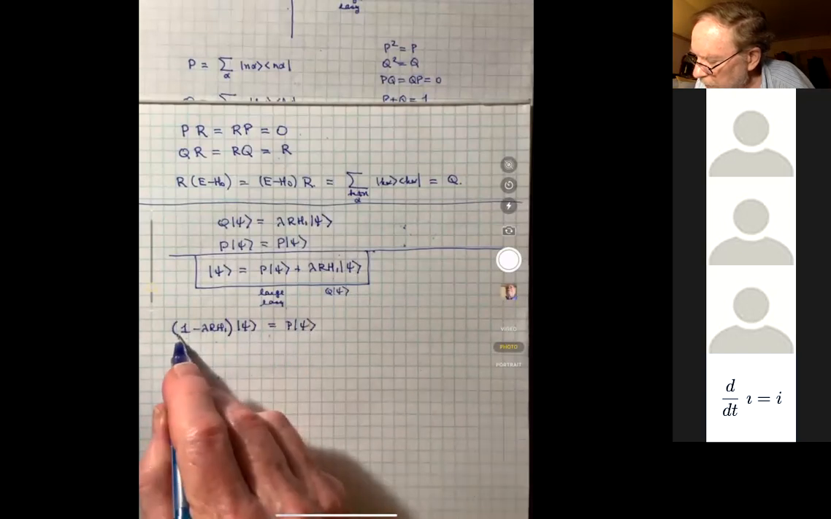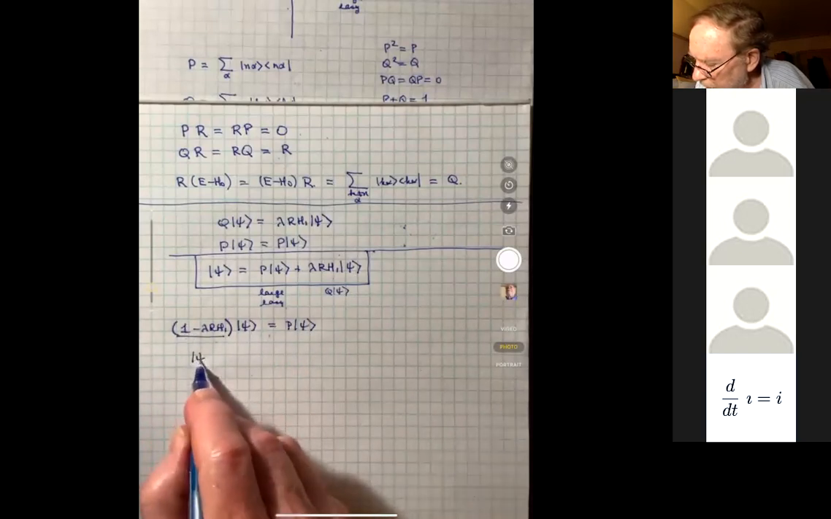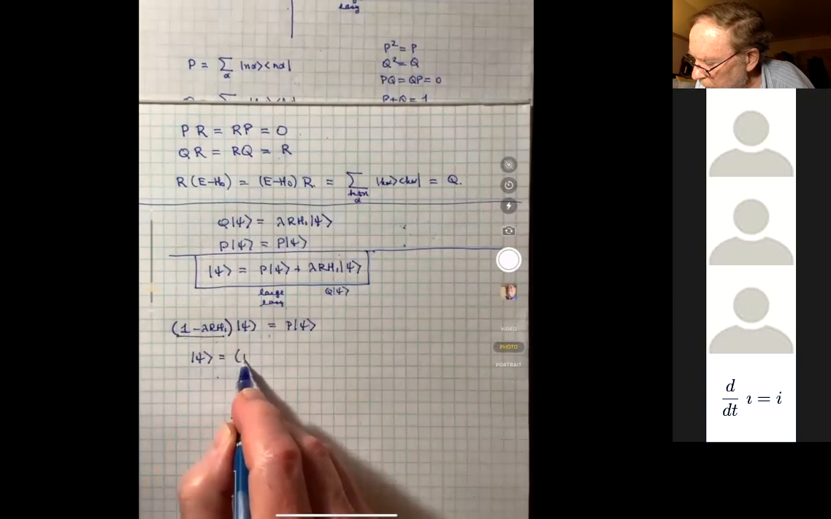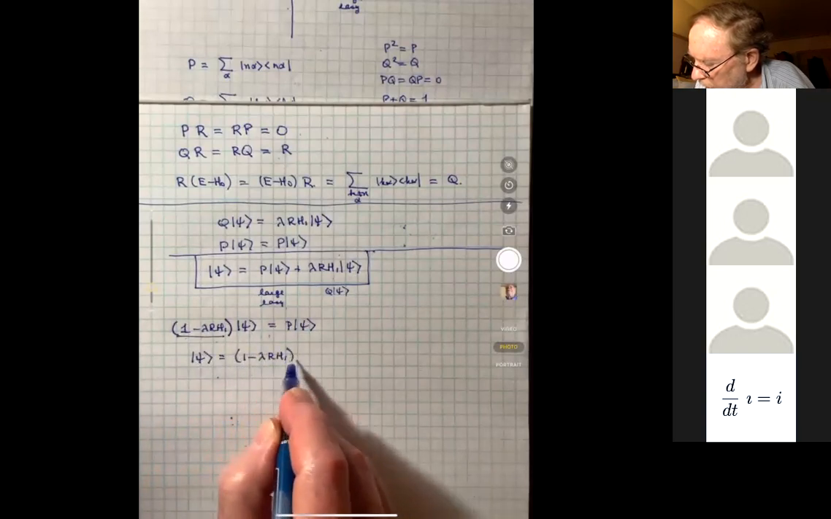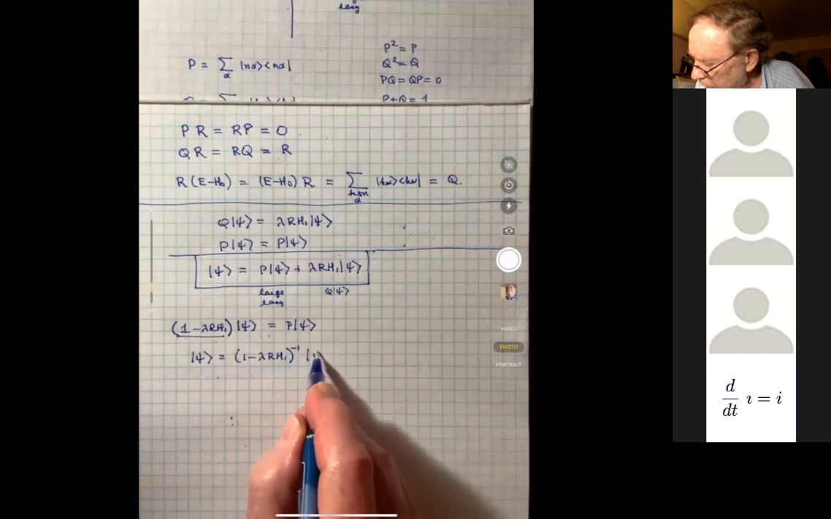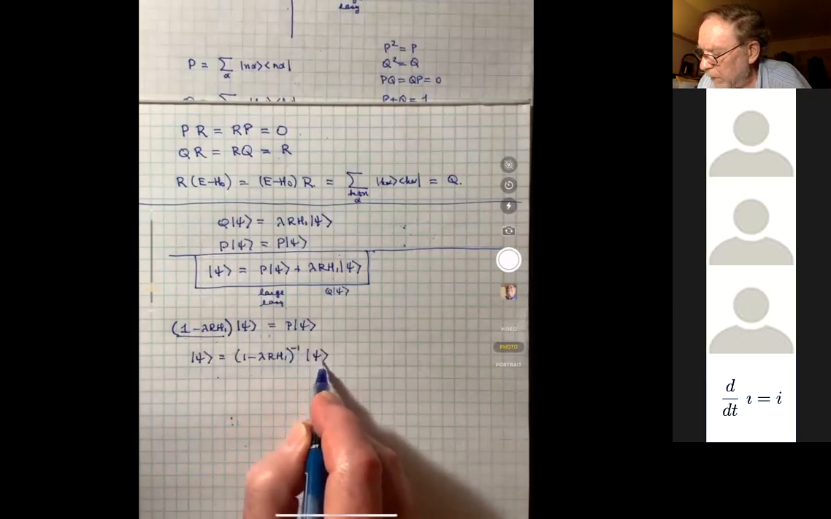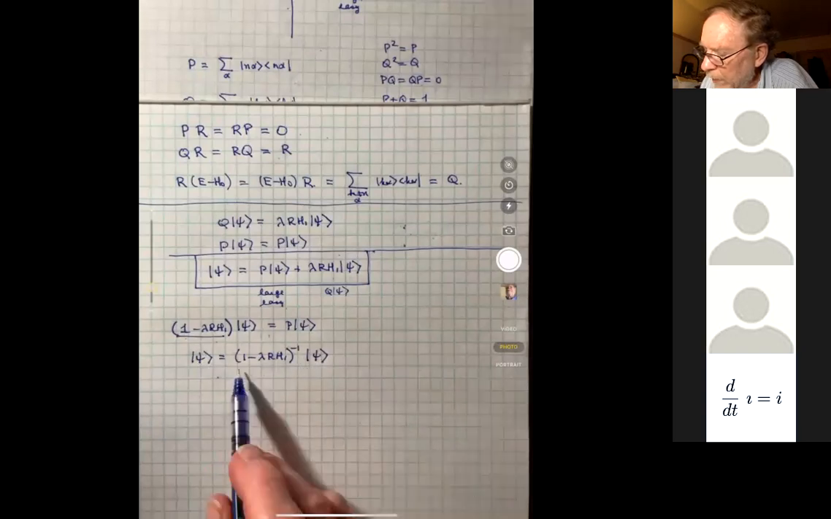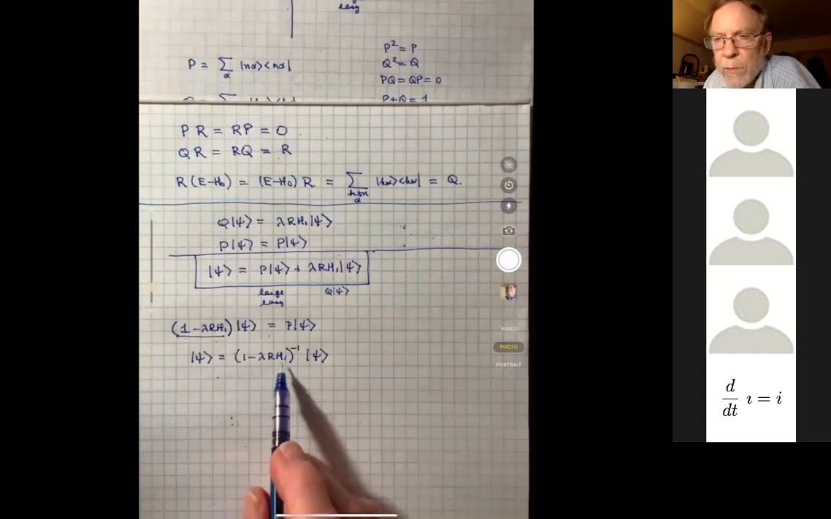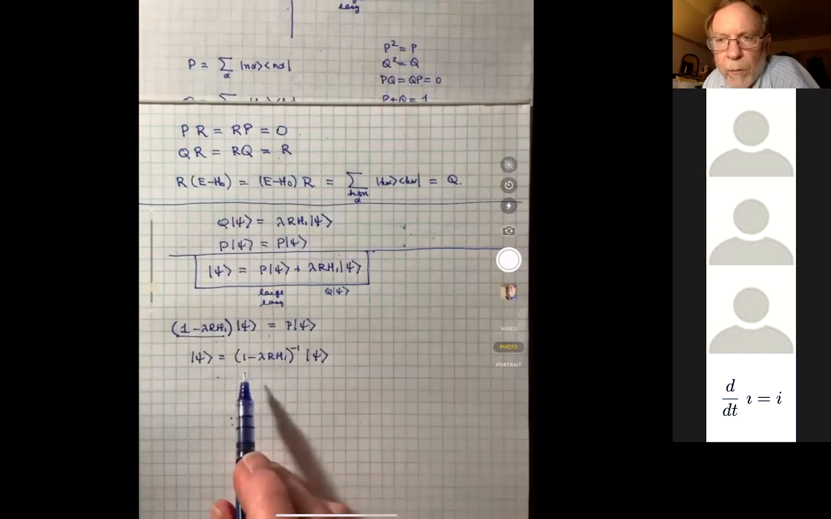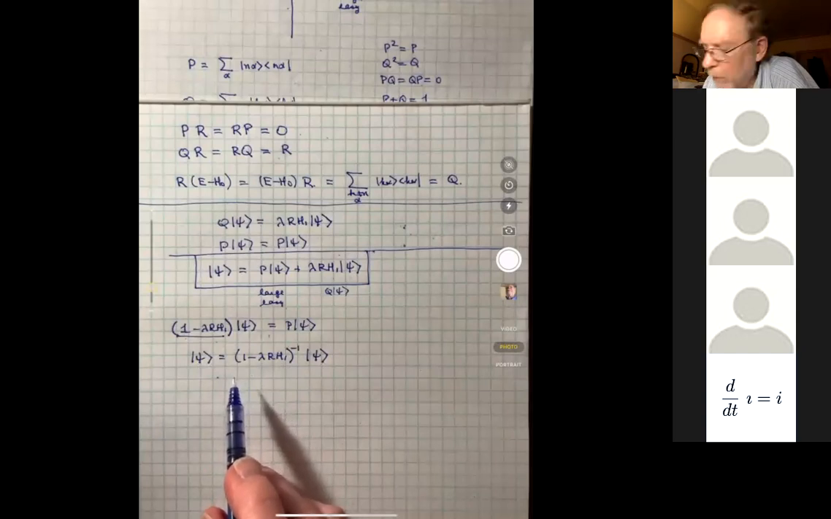And then dividing by this operator, I get psi equal to 1 minus lambda R H1, inverse, applied to psi. 1 is the identity operator. Lambda itself we think of as not small. It goes between 0 and 1, so 1 is not small. But H1 is small, and lambda serves the role of reminding us that H1 is small.